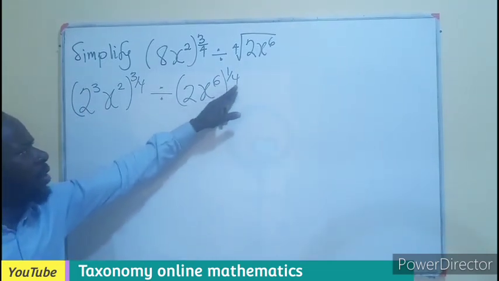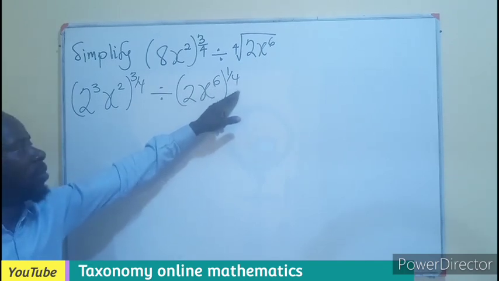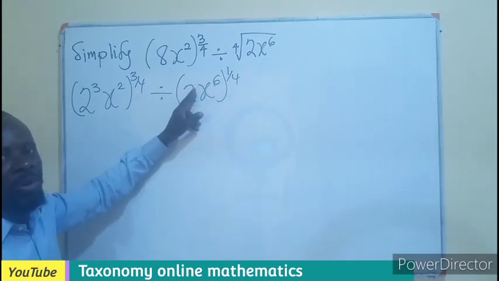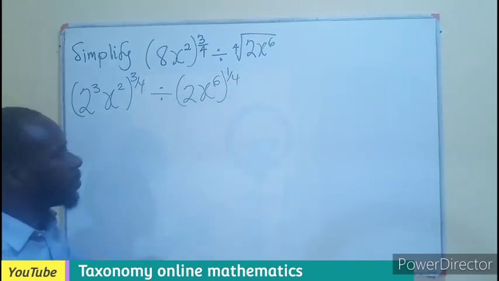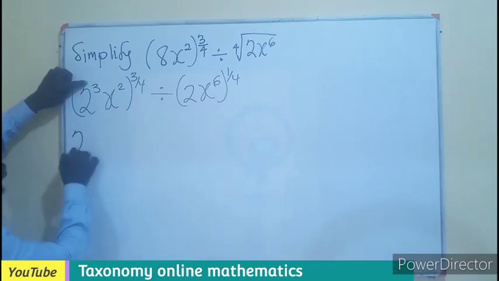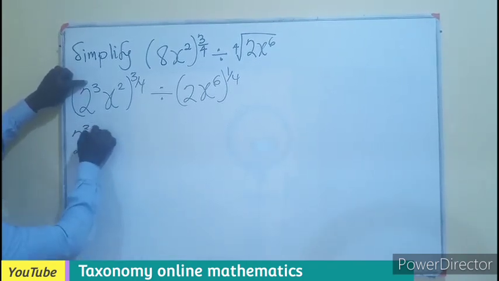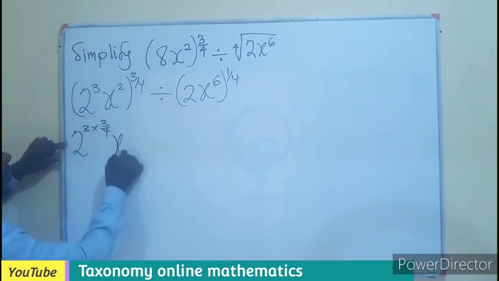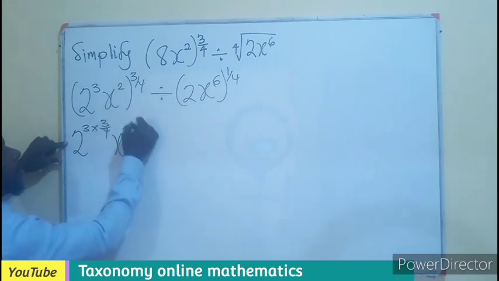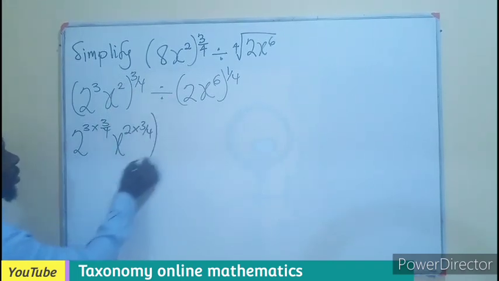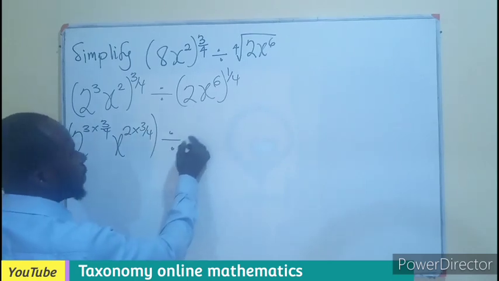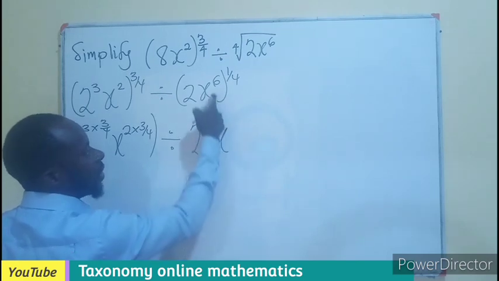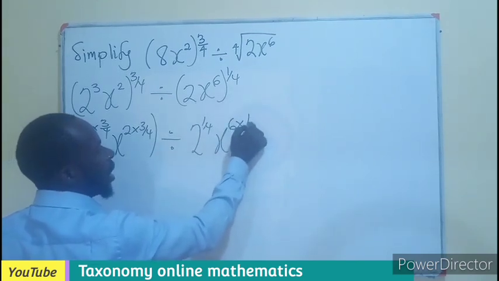So now we can distribute the power, which means that if I have two numbers raised to a power, it is going to be distributed according to the number of terms. So this is going to be 2 exponent 3, which is already there, times 3 out of 4, then x exponent 2 times 3 out of 4. This is being divided by 2 exponent 1 out of 4, x exponent 6 times 1 out of 4.